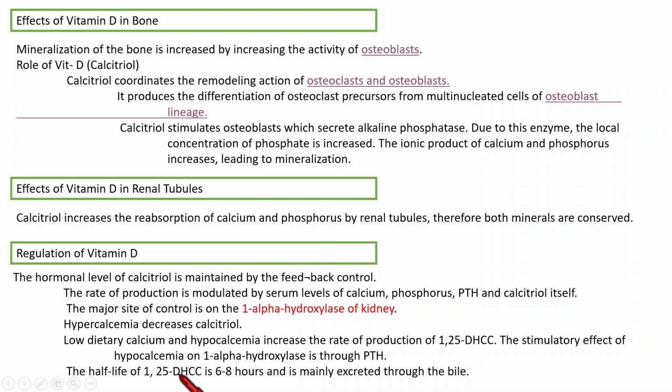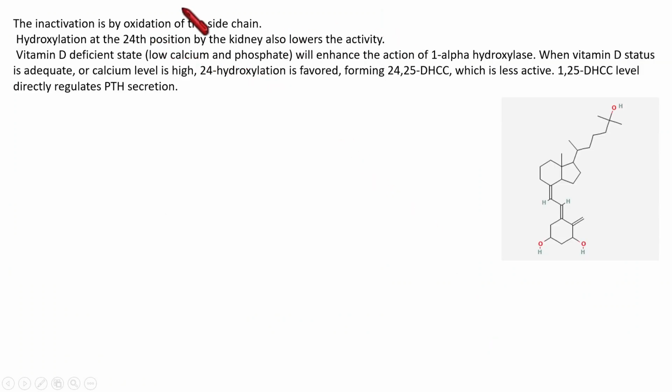And the half-life of this 1,25 DHCC is 6 to 8 hours. And after that, it is excreted through the bile. And how can we inactivate this vitamin D? By oxidizing the side chain. Because of oxidation, some double bonds may form in the side chain, and that results in the inactivation of vitamin D. So that's another method of regulation.